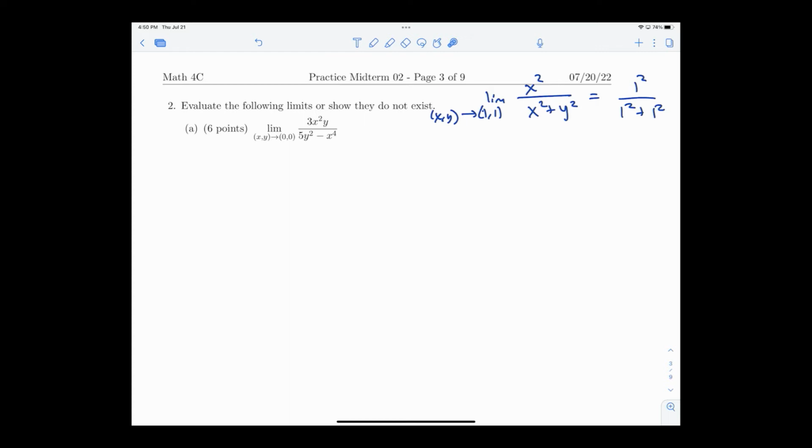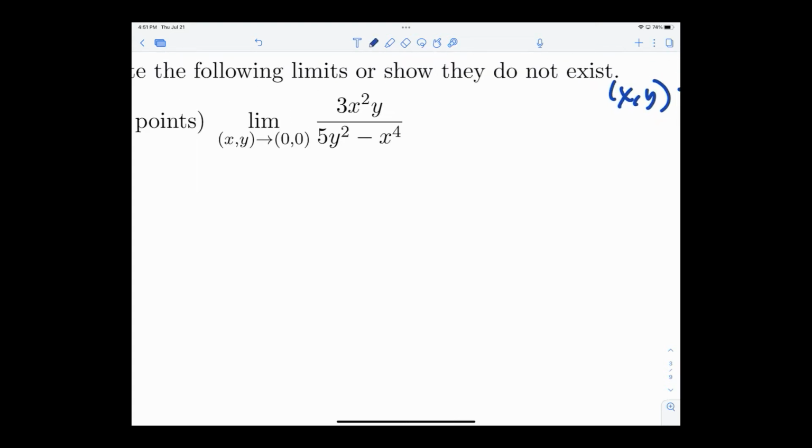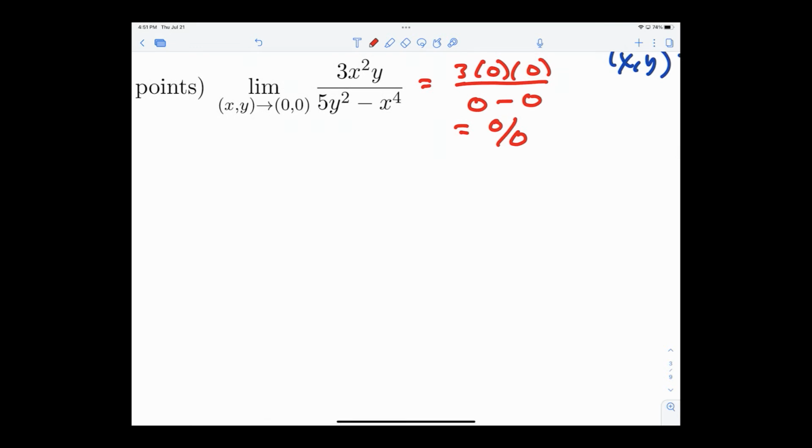Okay, so what can we say about this? If we could plug in the numbers, we would just plug in the numbers. That's kind of the punchline there. Now, on this problem, you can't just plug in the numbers, because hopefully you can see that if you try, you're going to get 3 times 0 times 0 over 0 minus 0, which is 0 over 0, and that's undefined. So you can't just plug in 0, 0.